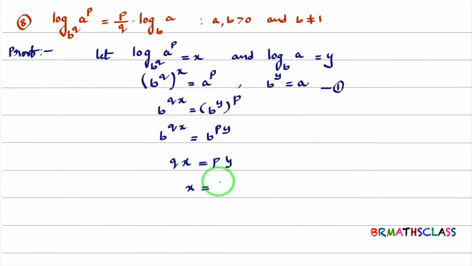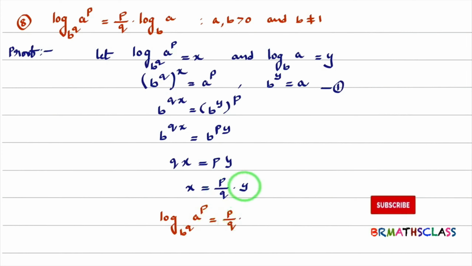You take q to this side. What you will get? p by q into y. What is x? Look here. x is logarithm of a power p base b power q equal to p by q into, what is y? We considered log a base b as y. Y is log a base b.